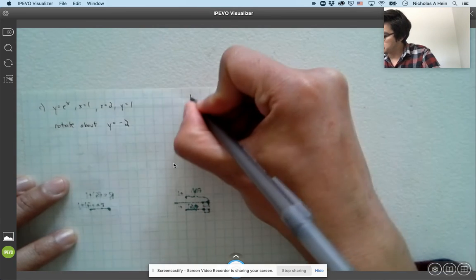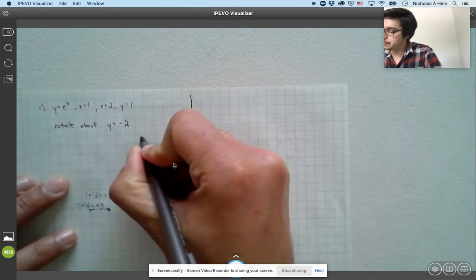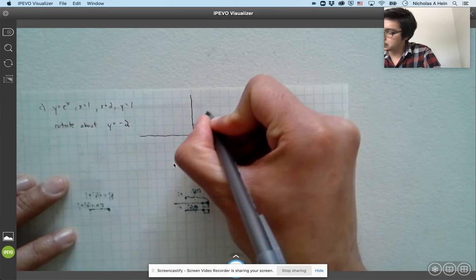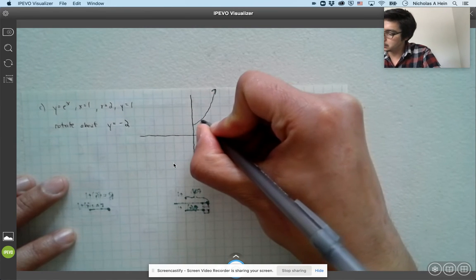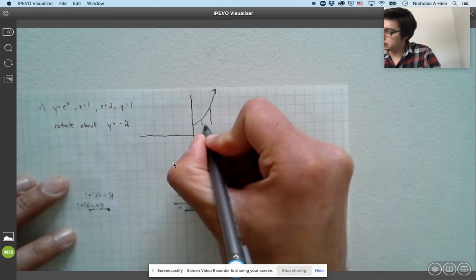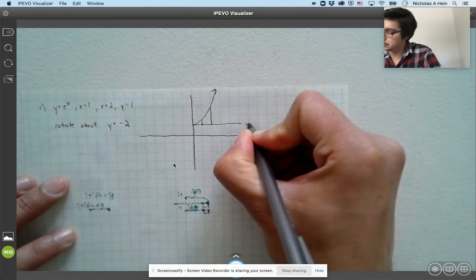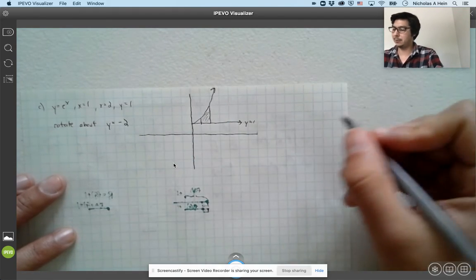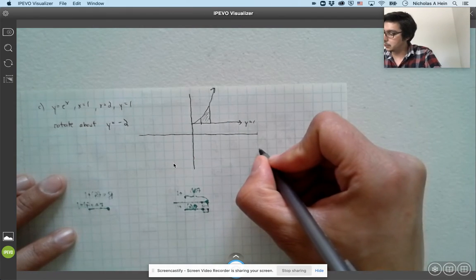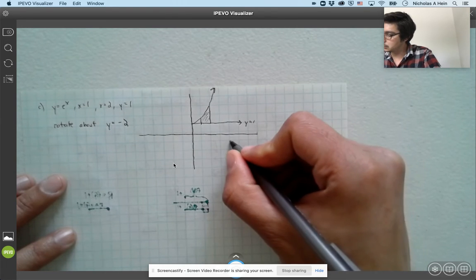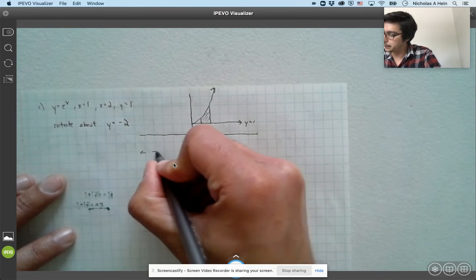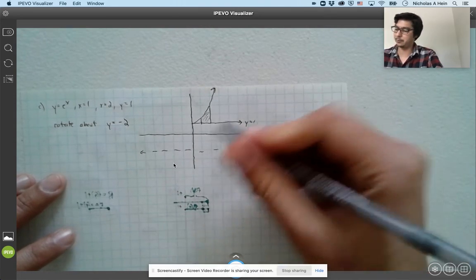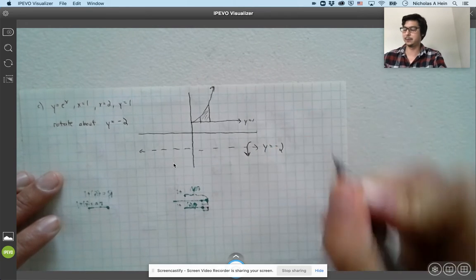Let's draw a picture. So e to the x, let's draw this part of the curve from 1 to 2, bounded by the curve y equals 1. So there's your region there. And now we're going to rotate about the line y equals negative 2. So 1, 2 right here. Okay, so we want to rotate about this line here.